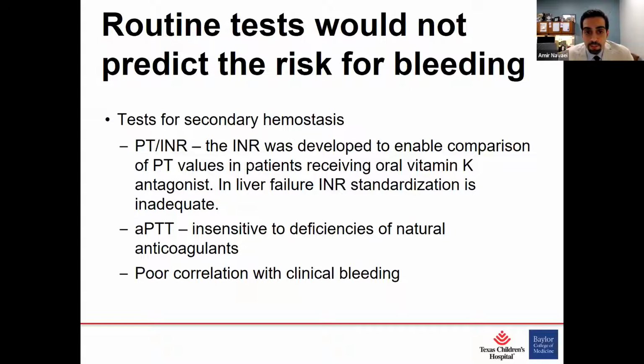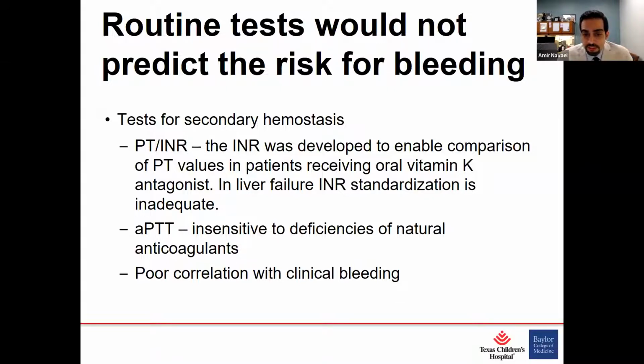And there are some pitfalls with the PT-INR, as we discussed earlier. INR was originally developed to standardize the PT results due to variable thromboplastin reagents. And this was based on samples from patients who are using warfarin, the vitamin K antagonists. Because of that, the INR that we currently use is not standardized for liver failure. And that's why we see this discrepancy between the INR levels and the risk for bleeding.